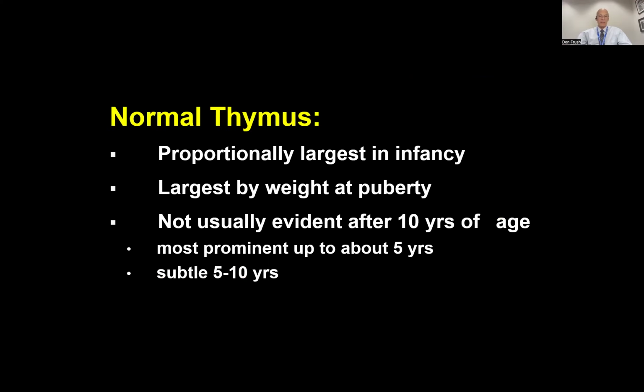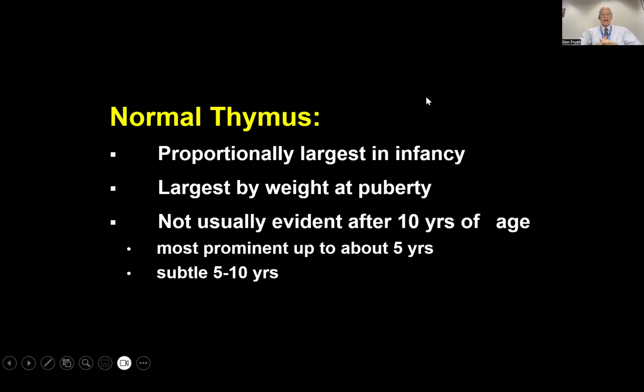So, as I talked about, the thymus gland is obviously a normal organ, and it is proportionally largest in infancy, but it's actually the largest by weight in pubertal years, teenage years. And the reason that we see it well in infancy is because the relative size of the thymus to the chest is bigger, and the thymus gland still gets bigger as you get older, but the chest expands so much more, so you don't see it quite as well in the older children.